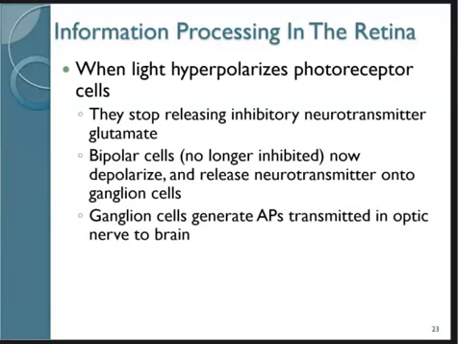So the bipolar cells, which have not been inhibited, can now depolarize, and they themselves can release a neurotransmitter. This neurotransmitter then goes to the ganglion cell, and it causes the ganglion cell to depolarize. When the ganglion cell depolarizes and reaches threshold, an action potential is produced in the ganglion cell, and it will be transmitted by its axon, which becomes the optic nerve.